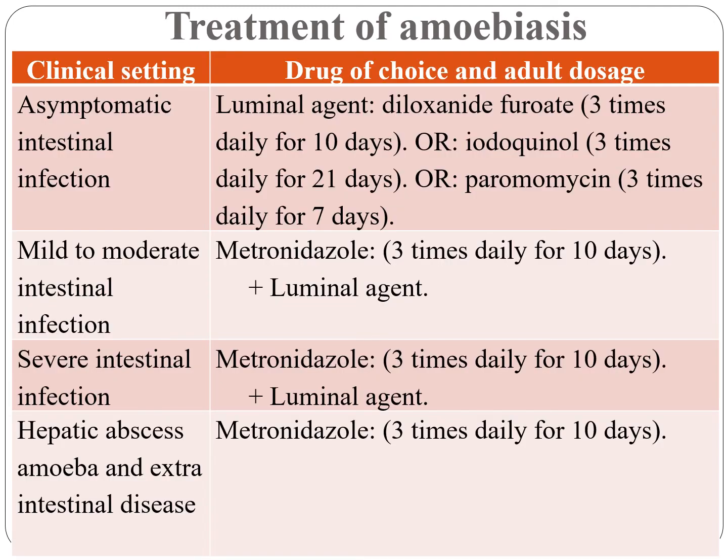Treatment of amoebiasis will be according to the clinical setting of the patient. If the patient suffers from asymptomatic intestinal infection, then the drug of choice is just a luminal agent such as diloxanide furoate, oral iodoquinol, or oral paromomycin. Diloxanide furoate is given 3 times daily for 10 days. Oral iodoquinol is given 3 times daily for 21 days. Oral paromomycin is given 3 times daily for 7 days. So for asymptomatic intestinal infection, just a luminal agent, one of these choices.